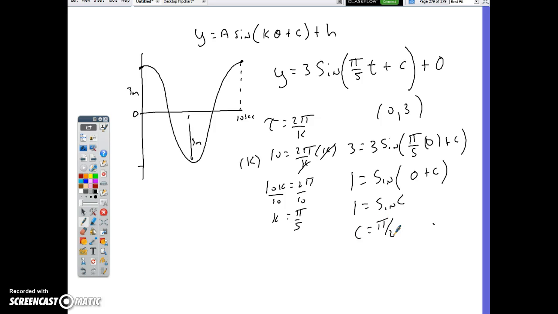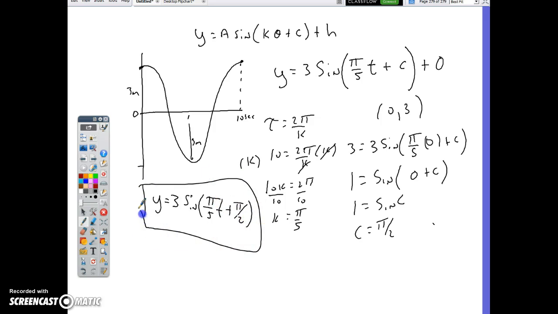Where does sine give me 1? At pi over 2. Therefore, c must be pi over 2. Another way to look at it is we arc sine 1. What's the arc sine of 1? Pi over 2. So what's my final answer? What's my final model? It's going to look like this when I'm done. Y equals 3 sine pi over 5 times t plus pi over 2. That's my final model.